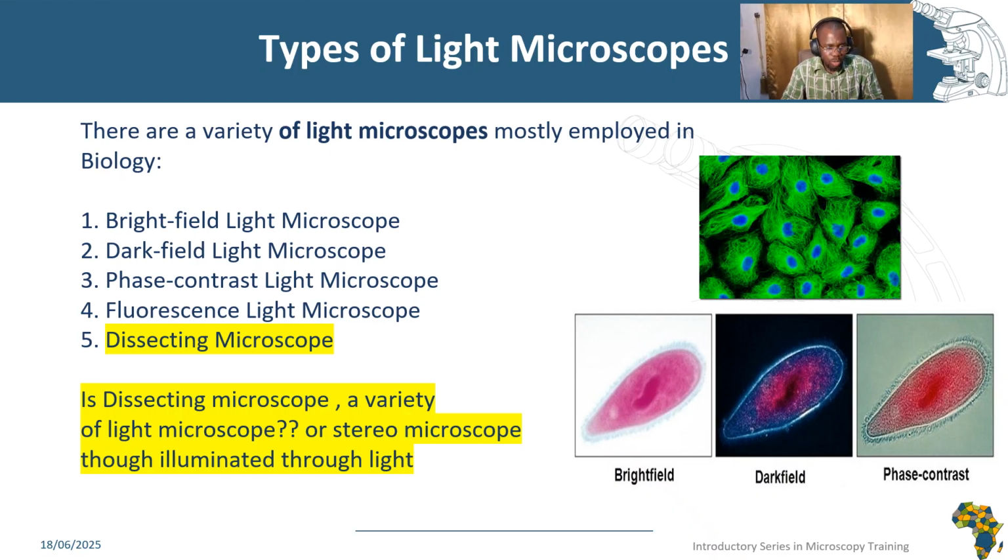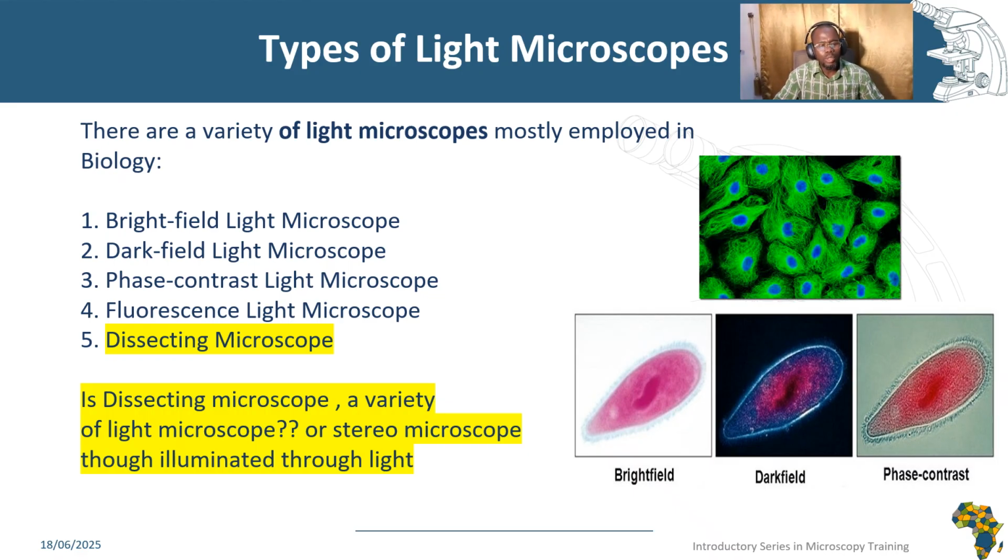Types of light microscope. Light microscopes can be divided into the bright field microscope, where the light passes through the specimen and the specimen is always against the light background, hence the name bright field microscope.